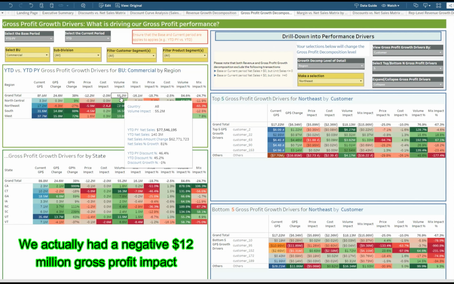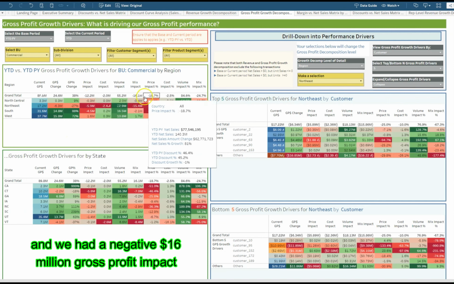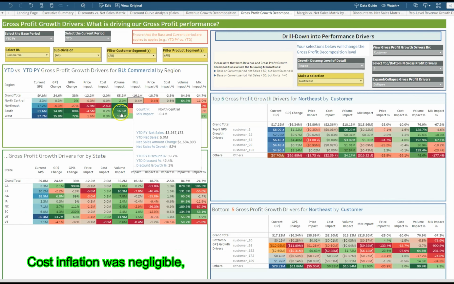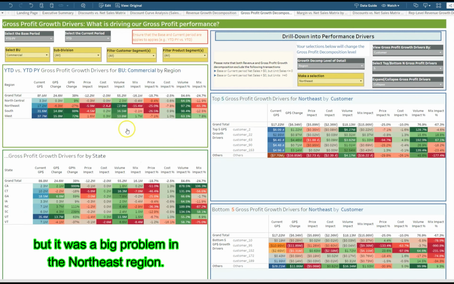We actually had a negative $12 million gross profit impact through reduced prices that you see up here. And we had a negative $16 million gross profit impact through negative customer and product mix shifts. Cost inflation was negligible, but it was a problem in the Northeast region. Now, suppose you've modeled your price elasticities and estimated that your gross profit would have increased by at least $40 million year over year had we not discounted so heavily and kept our focus on our most profitable customers and products. Let's see where the most significant negative pricing impacts were.